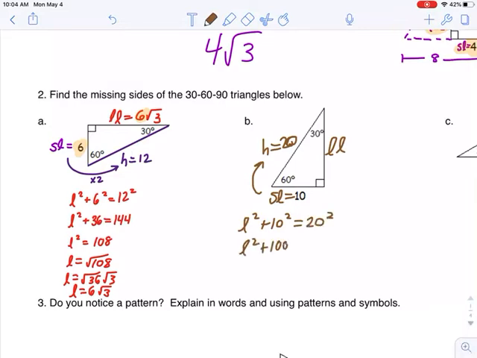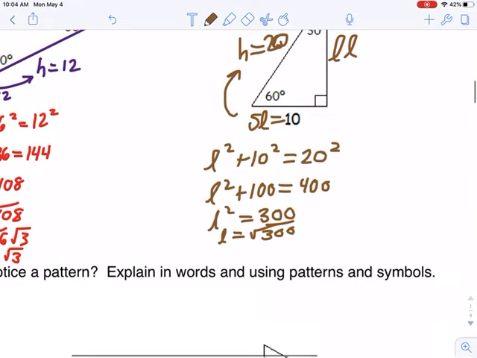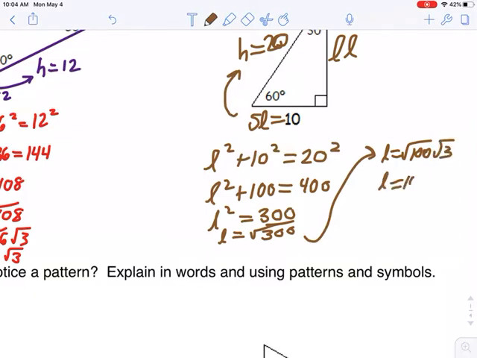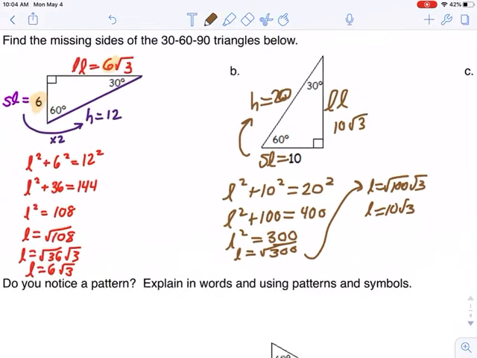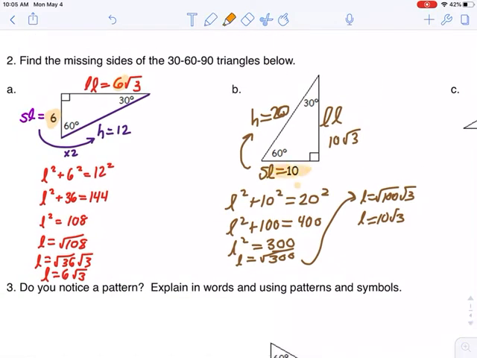L squared plus 100 equals 400. L squared equals 300. L equals the square root of 300. L equals the square root of 100 times the square root of 3, or L, the long leg, equals 10 radical 3. Nice. Those are the 3 side lengths.